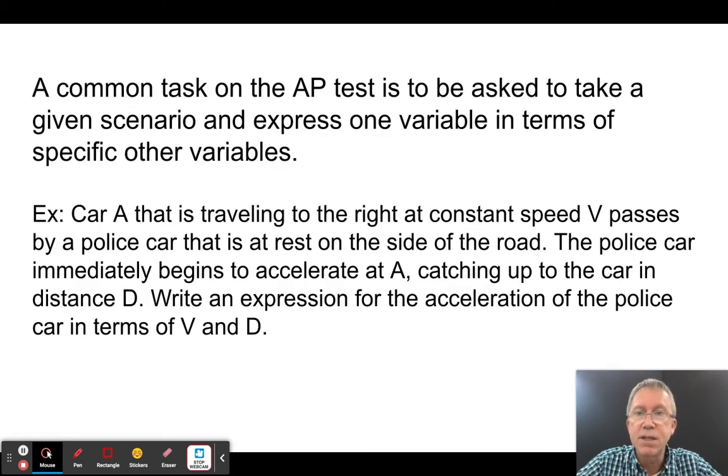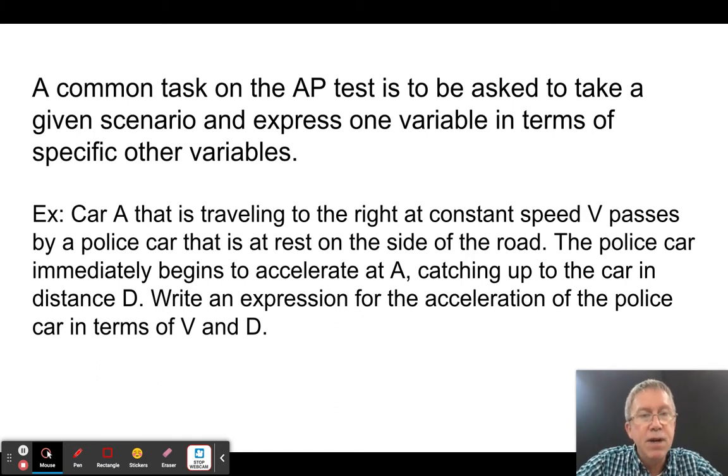Okay, so here's, like I said, a very common thing. You basically are asked to express one variable in terms of one or more other variables. Okay, so let me just look at an example. We'll walk you through how to do this, and then, like all things in physics, you just need to practice, practice, practice.